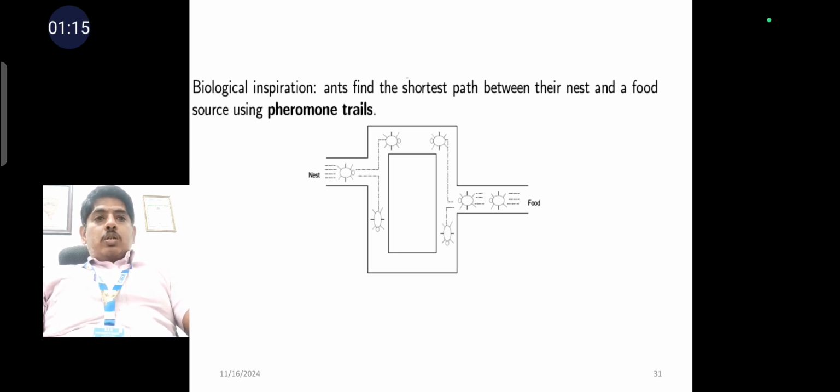From this picture, the ants have to search for food in two paths. One is the longer path, and a few of the ants move along the longer path, and a few of the ants move along the shortest path. After some time, the ants easily identify the shortest path from the nest to the food. After a few minutes, all the ants reach the food only through the shortest path. Based on that, the ant colony optimization technique was developed.